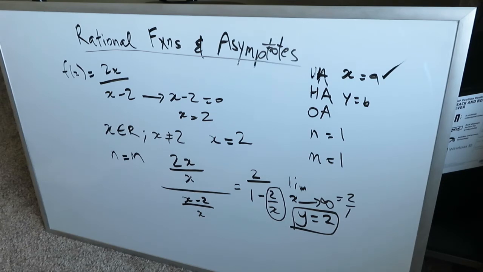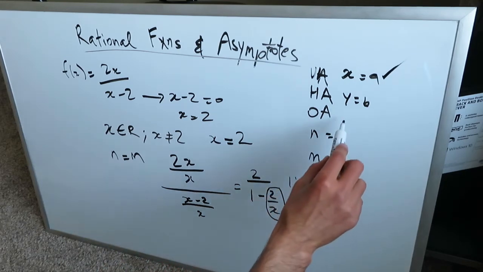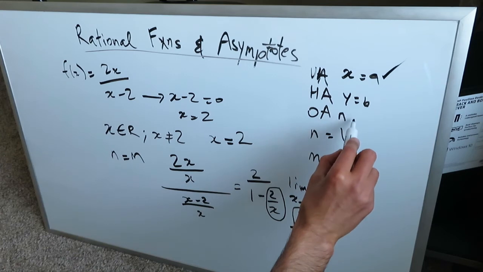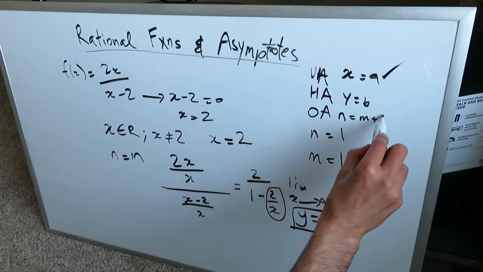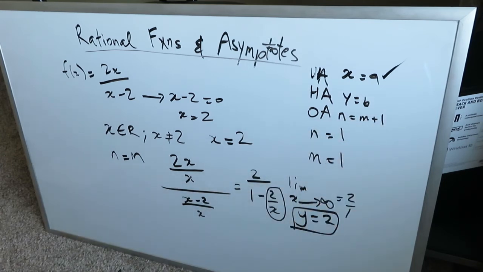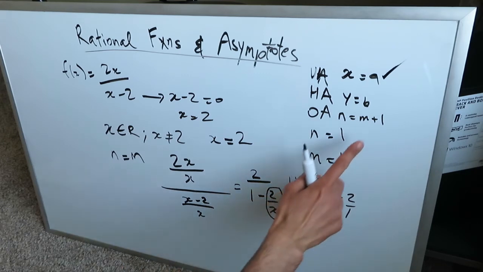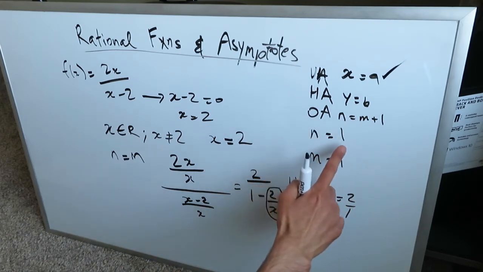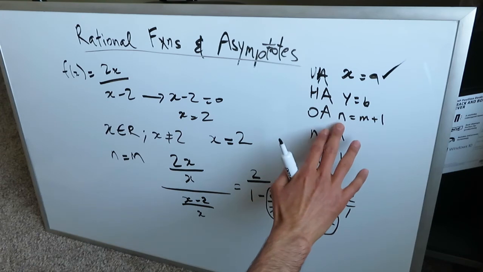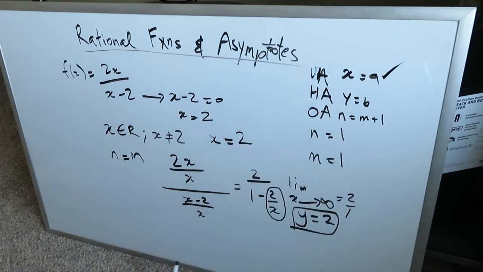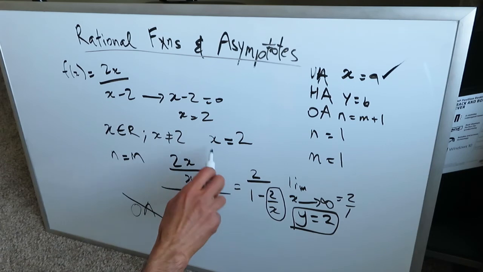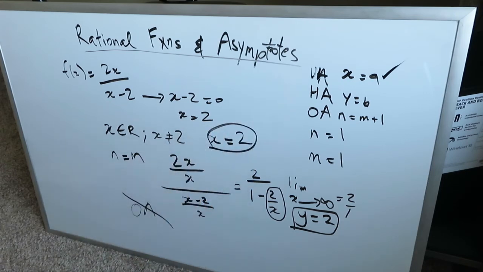Oblique asymptote, last step. For oblique asymptote, you always have to see, is n equal to m plus 1? Is the order of n 1 more than the order of m? But look over here, I'm seeing n is equal to m. It by no means can satisfy this equation. So therefore, there is no oblique asymptote in this question. You just have a vertical asymptote, which happened to be x equals 2, and you had a horizontal asymptote, which happened to be y equals 2.